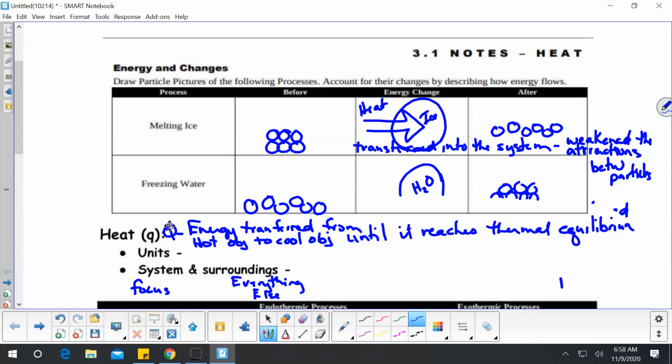The units for this are either a joule, notice it is capitalized, it is named after a scientist, or we could use calorie. This is what they used initially, was a calorie. There's a conversion factor between the two, and it is 1 calorie is equal to 4.184 joules.